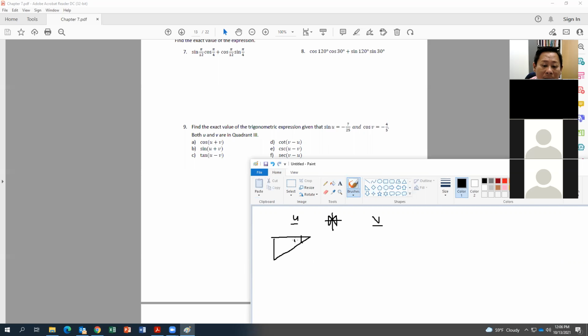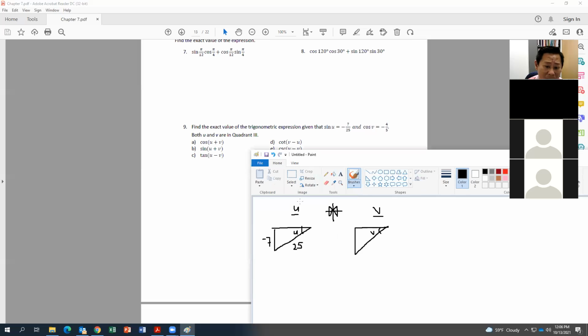Do not forget that when your angle is in quadrant 3, your opposite and your adjacent are negative. So both of these are negative. Your hypotenuse is always positive. The first one we have is sine u equals -7/25. This is back to your chapter 6, your first test. So -7 is your opposite, and 25 is your hypotenuse. So this is how we apply the sine u of this.